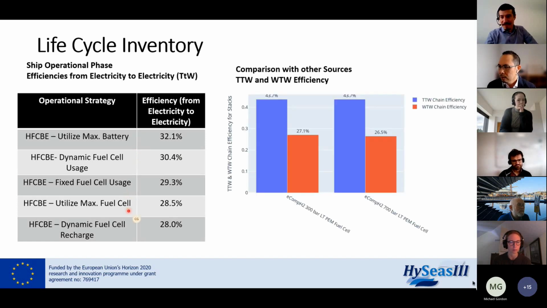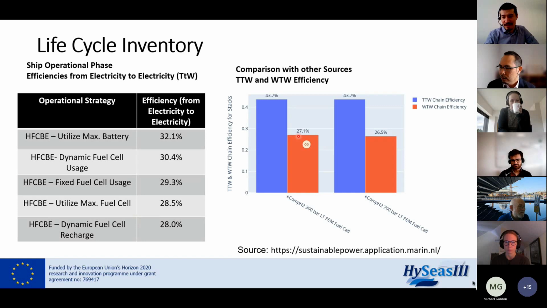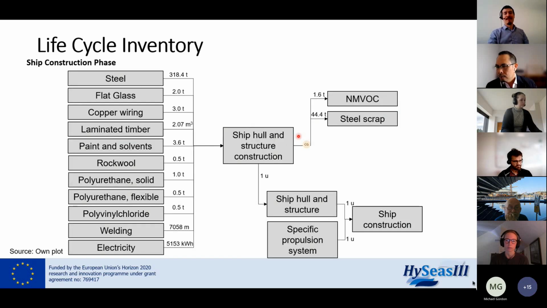Comparing this to other sources, you can see here 27, 26%, and this is from Marin. They did some analysis about different supply chains and how much energy goes towards the propulsion compared to the inputs. So you can see it's more or less in the same order of magnitude, close to what they analyzed.